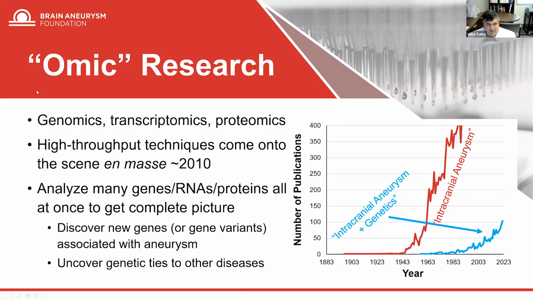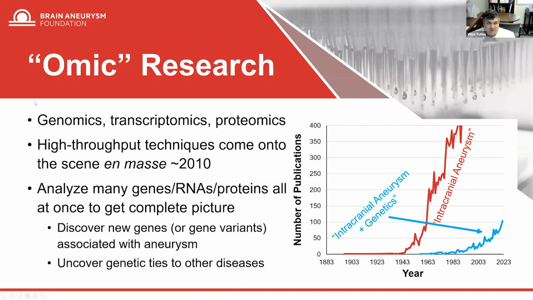In the 90s, we sequenced the first human genome. And since then, there's been research into how we can detect aneurysms from a genomic or transcriptomic standpoint. So we know that genetics and genomics make up a large component of the risk of having an aneurysm and even the risk of a rupture.